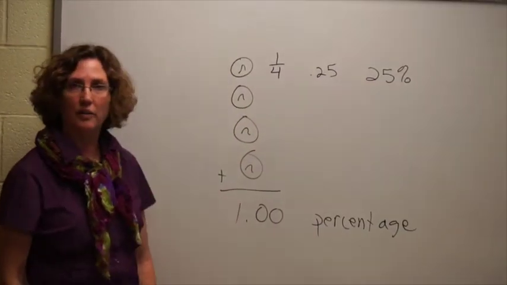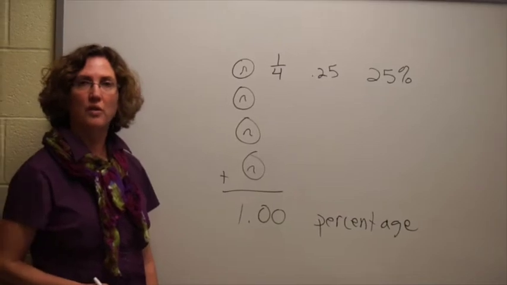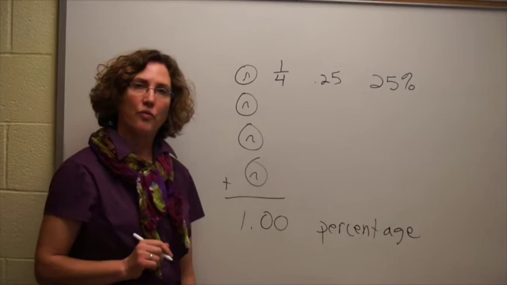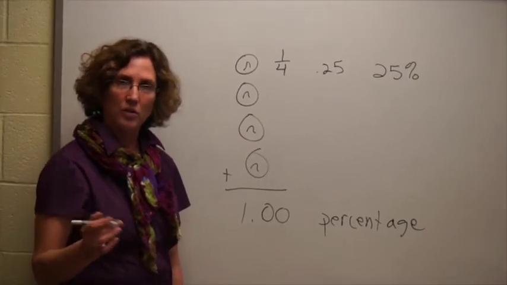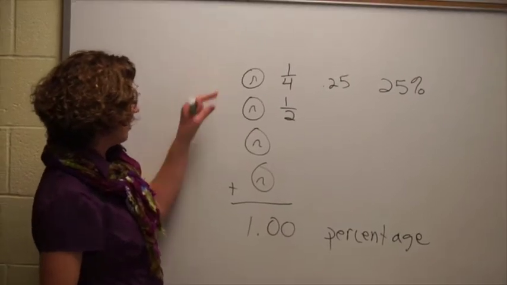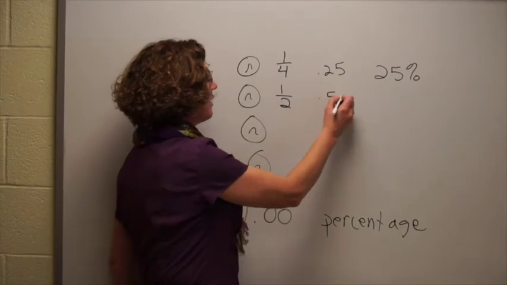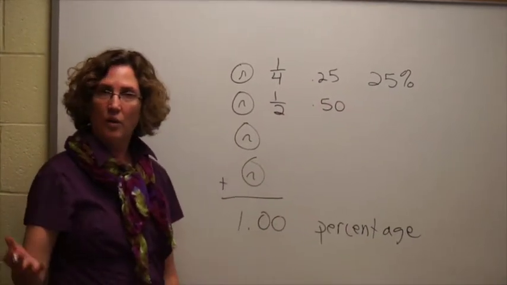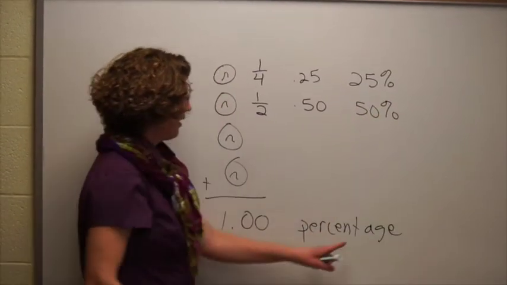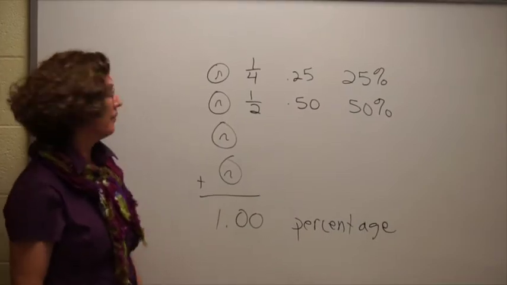25% of a dollar. Now, if you have 2 quarters, you have 2/4 of a dollar. But you don't write it as 2/4 because you can reduce it to 1/2. If you have 2 quarters, you have half of a dollar, or 50 cents, correct? Or 50%. Remember that word cent. You have 50% of a dollar.